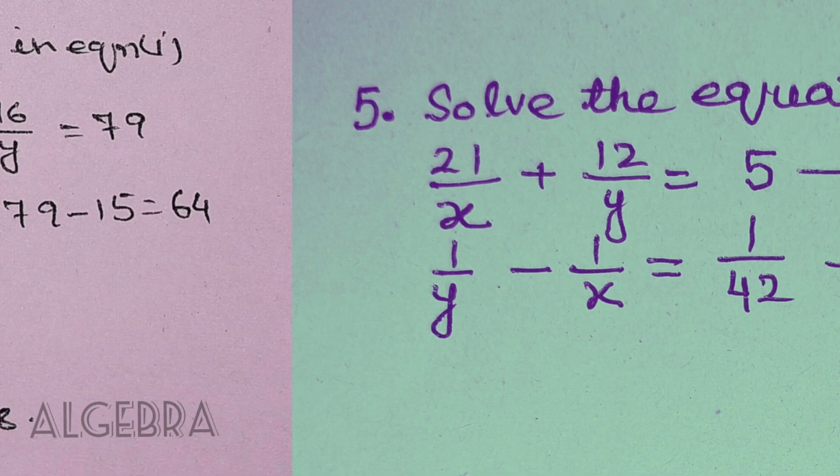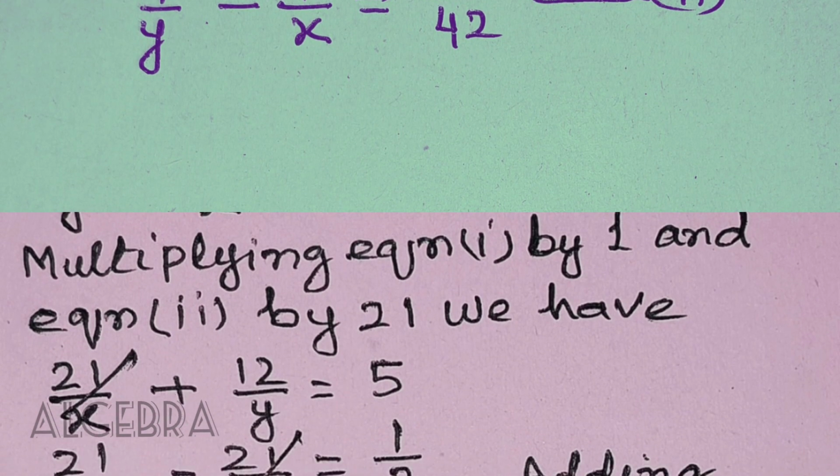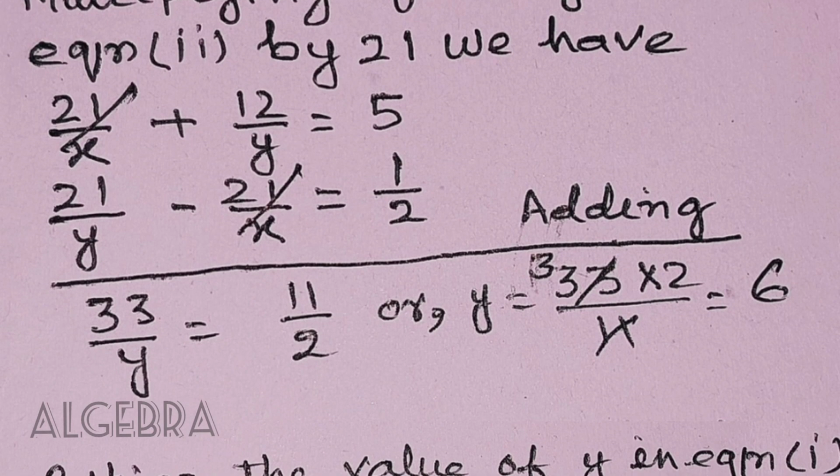Answer. 5. Solve the equations 21/x + 12/y = 5 (Equation 1), 1/y - 1/x = 1/42 (Equation 2). Multiplying equation 1 by 1 and equation 2 by 21, 21/x + 12/y = 5 and 21/y - 21/x = 1/2. Adding, 33/y = 11/2, or y = 33 into 2/11 = 6.